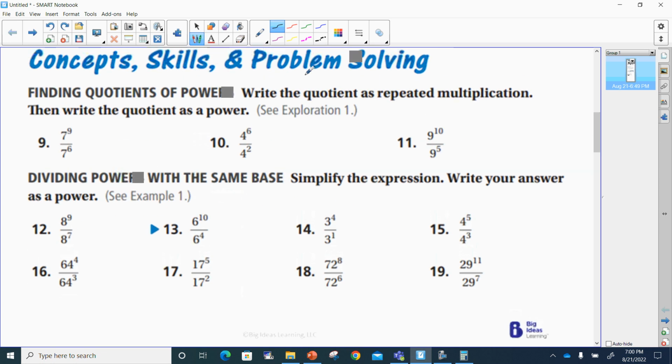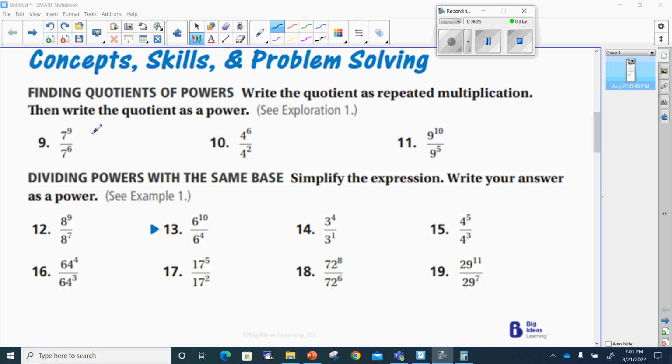It says, write the quotient as repeated multiplication. Then write the quotient as a power. They want you to write as repeated multiplication and then write the quotient as a power. All right, so if I was going to do 7 to the 9th divided by 7 to the 6th, first we have to write this quotient in repeated multiplication form.